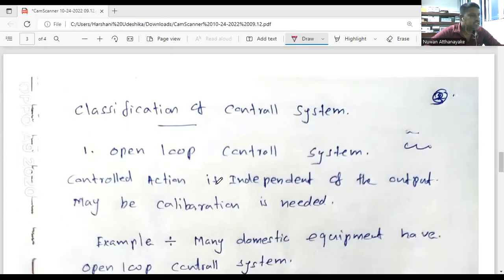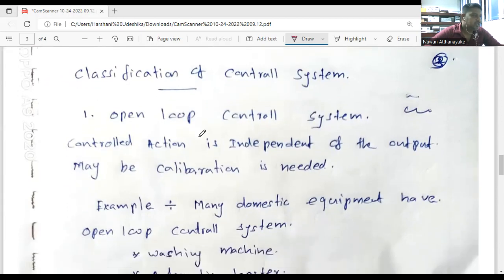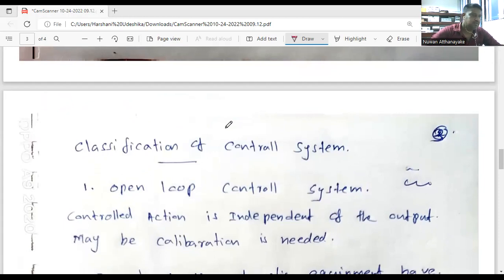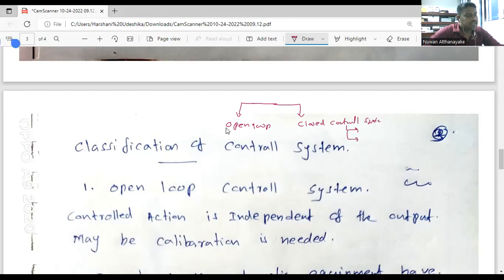Now we will see how we can classify control systems. We are not going to see all types of control systems. Broadly, we can classify them into two: open loop control system and closed loop control system. The closed loop control system can again be divided into two: feedback control system and feed forward control system. We are going to see open loop and feedback control systems, and we are not going to focus on feed forward control systems.